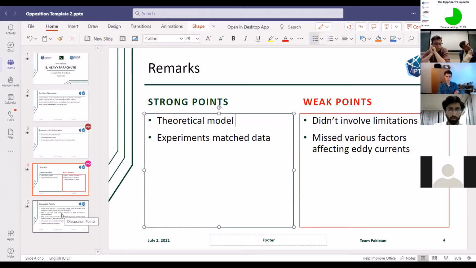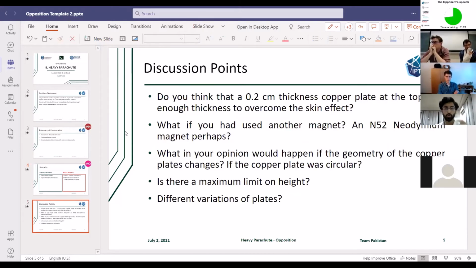Okay, so with that, I would now like to move towards the discussion points I want to carry on with Team Slovenia. The first point is: do Team Slovenia think that the thickness of the copper plate, which I assume from the picture they used as the major part of their experiments, has a limitation so that it overcomes the skin effect?